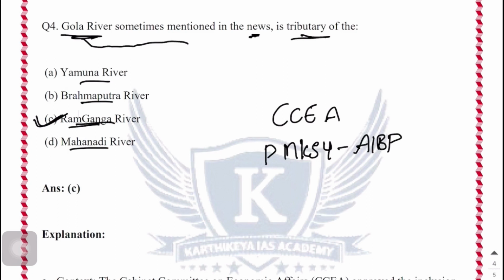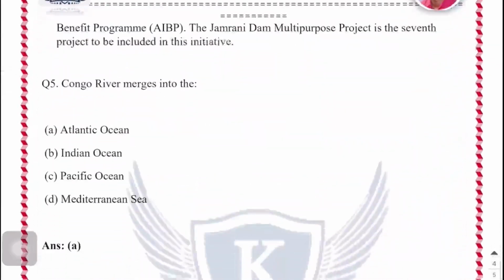And this project involves a dam construction on the Gola River, which is a tributary of the Ramganga River in Nainital district, for irrigation, hydropower generation and providing drinking water to Haldwani and nearby areas. This Yojana focuses on improving irrigation and water efficiency, and this project is a part of accelerated irrigation. Right, now let us go with the fifth question.